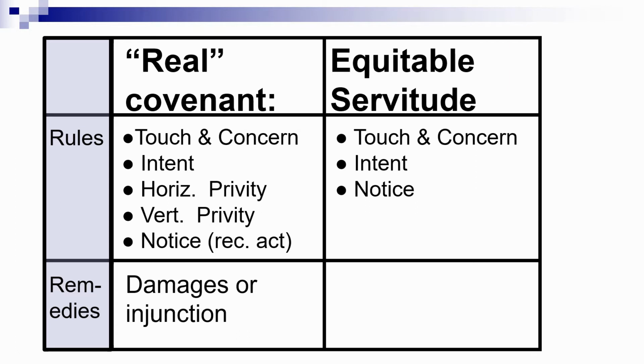Now, that's the good news. The bad news is that the remedy for an equitable servitude, as the name implies, is only the equitable remedy of an injunction. So the plaintiff cannot get damages by using the equitable servitude rules. If they want damages, they have to go back to the rules for real covenants, covenants running at law, and prove, in addition to the normal elements for an equitable servitude, horizontal and vertical privity. So that little chart will help you keep straight the requirements for both real covenants and equitable servitudes.